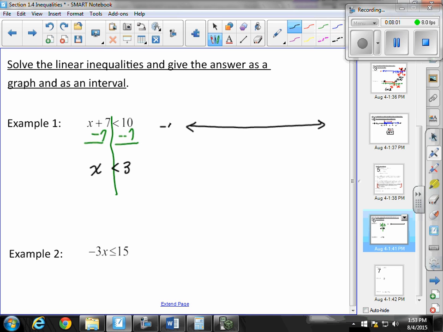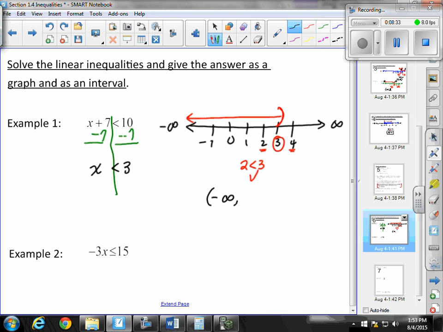Draw your number line. Find your number, 3. X is less than 3. So now I'm going to pick a number to the left and a number to the right. Is 2 less than 3? Yes. So we're shading to the left. No equal to part on my inequality sign, so I'm going to put a parenthesis at 3. And my interval then becomes parenthesis negative infinity, comma 3 with a parenthesis. Always matching the same order as the shaded region on my number line.